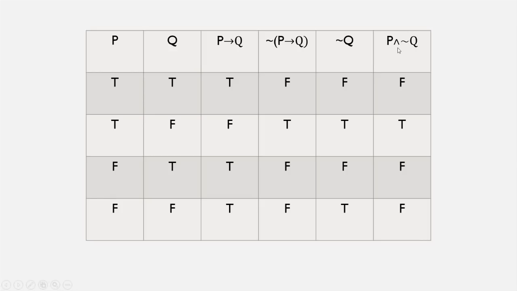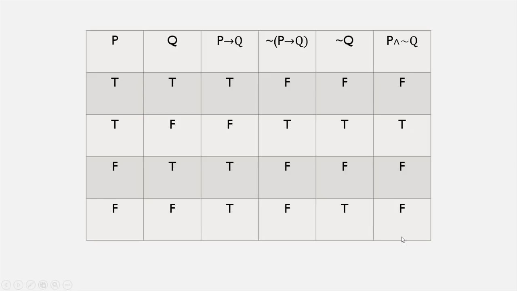Yeah? And then P and not Q is true whenever both not Q and P are true. So P is true and not Q is false, it's false. P is true, not Q is true, it's true, and false otherwise. So the logical equivalence comes out of the fact that these ones are all the same as these ones.